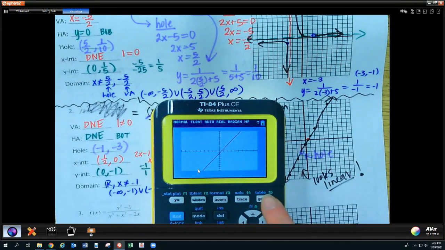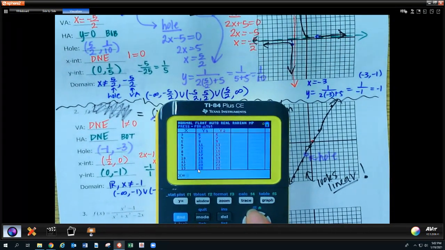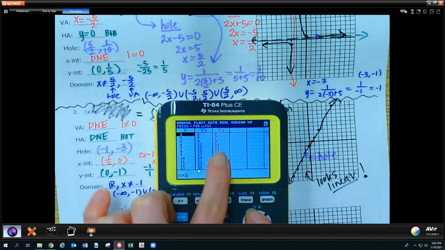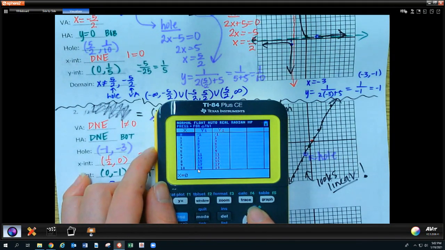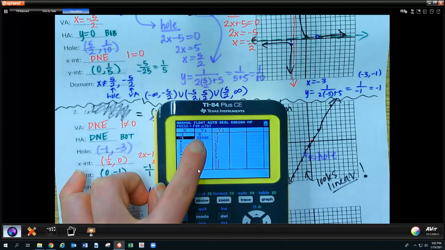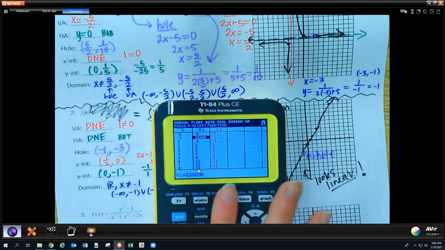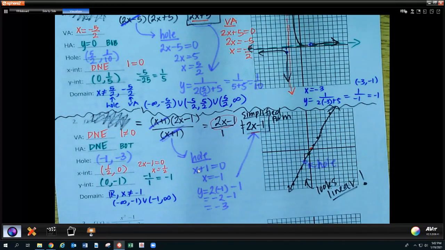If you go to the table, that's where you're going to see the difference. They have all the same points. Look, the blue and the red have the exact same y values for these x's, except when you get to -1. y1 has an error because there's a hole there. So sometimes rational functions can look like lines with a hole in the graph.